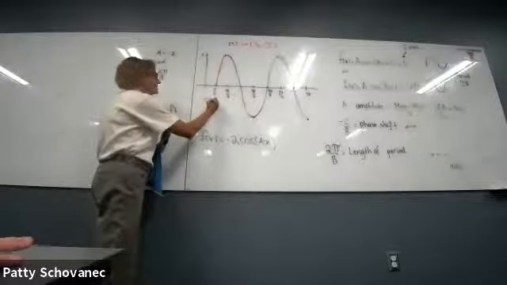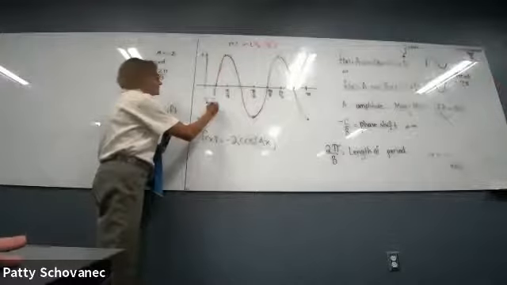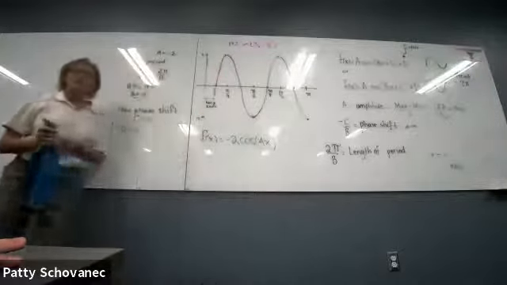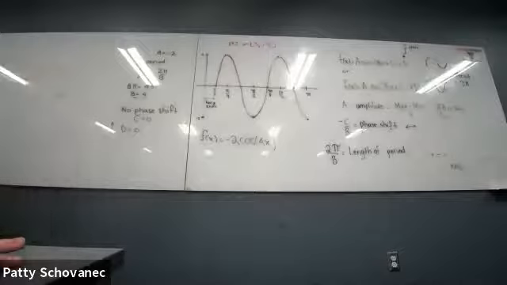Horizontal shift. There is a horizontal shift of pi over 8 of the sine curve. Have I changed the length of the period? How long is the interval from 5 pi over 8 to pi over 8? Pi halves. Yeah. That's the same as the period was before, right? So I haven't changed the period.